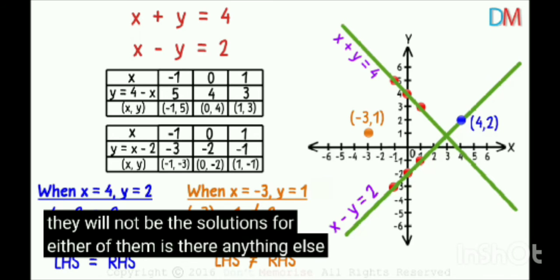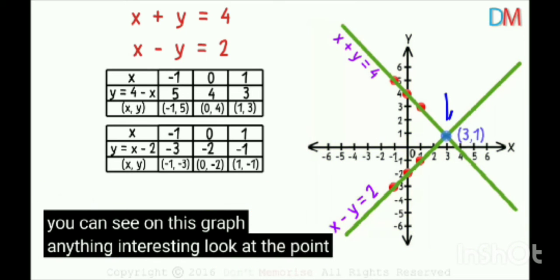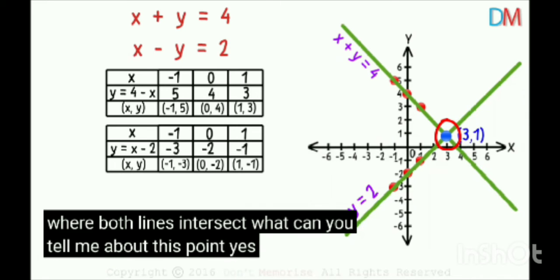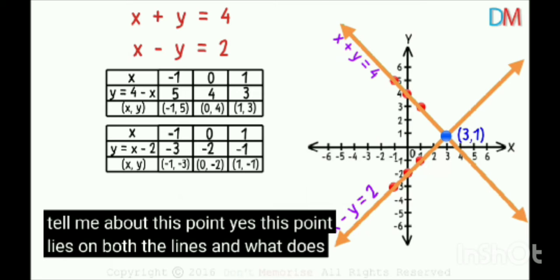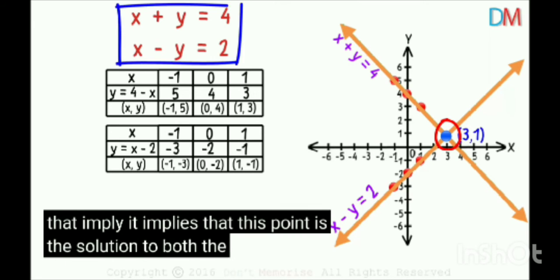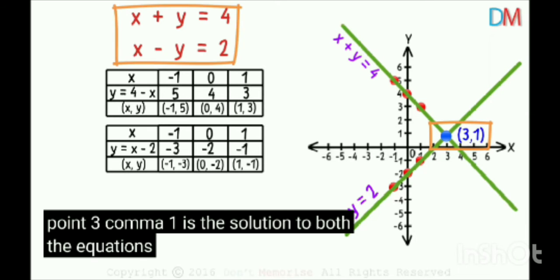Is there anything else you can see in this graph? Anything interesting? Look at the point where both lines intersect. What can you tell me about this point? Yes, this point lies on both the lines. And what does that imply? It implies that this point is the solution to both the equations. The point 3, 1 is the solution to both the equations.